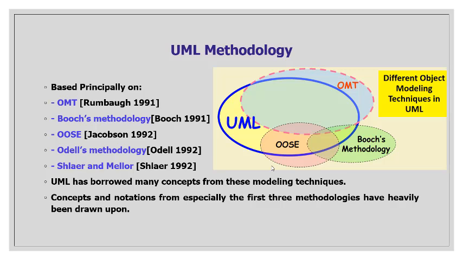UML has borrowed many concepts from these modeling techniques, and the concepts and notations especially from the first three, that is OMT, Booch, and OOSE, have been heavily drawn upon. As shown in the figure, you can understand that UML was adopted by the Object Management Group.